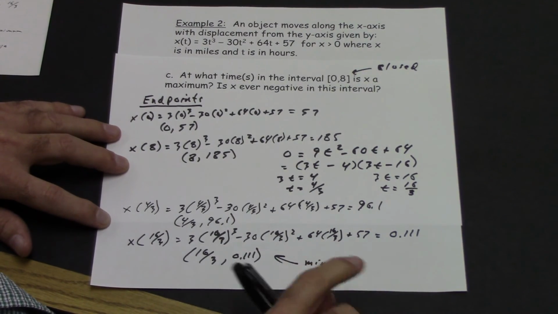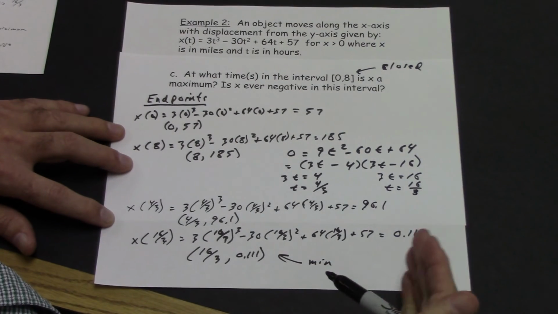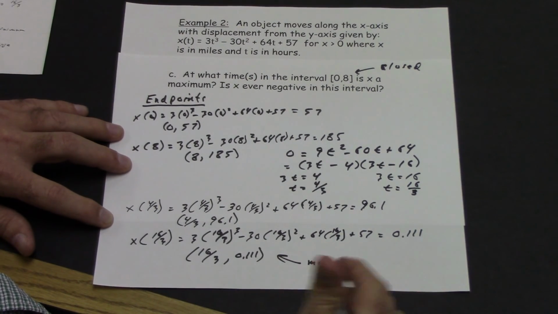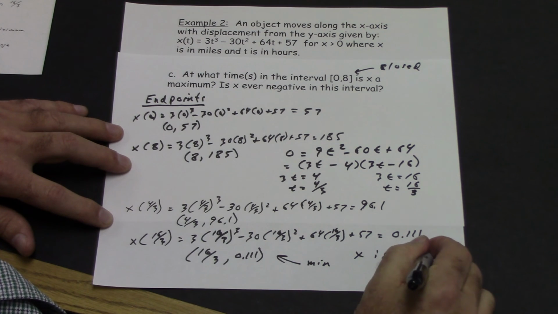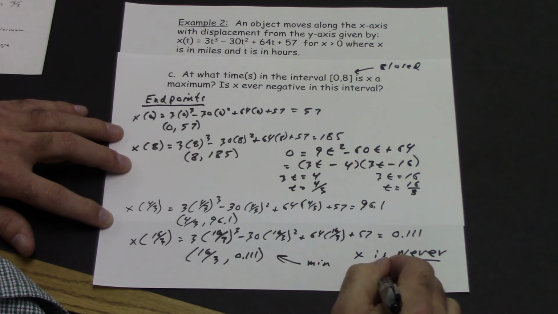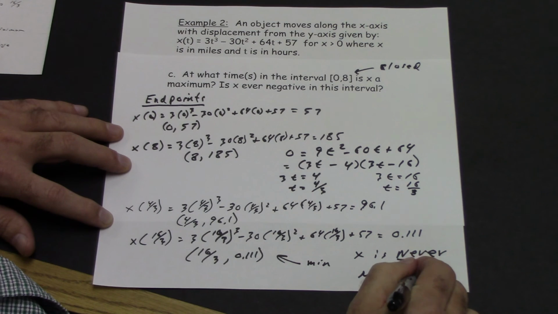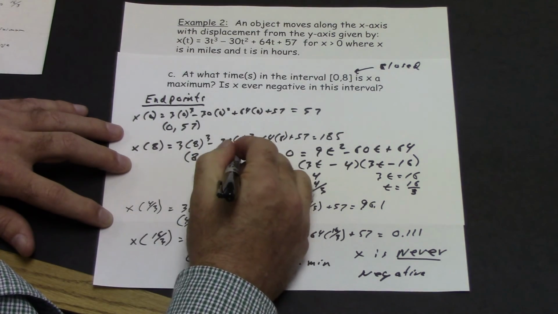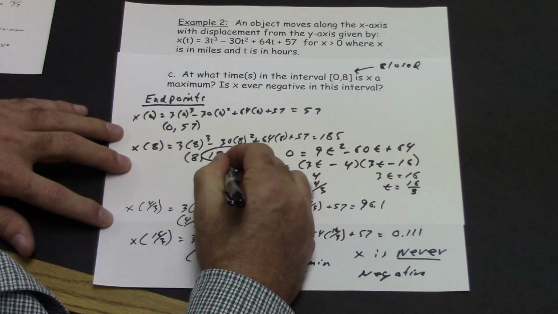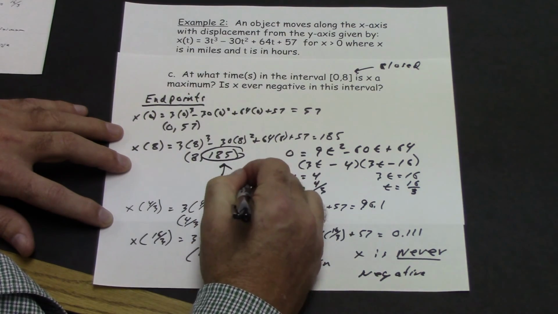Now one of the questions that was asked in the problem up here says, is x ever negative in this interval? So the answer is x is never negative, all right? You can see the minimum is at 0.11 and x is still positive. Now looking for the maximum, the maximum value is still 185. So this is going to be the max.